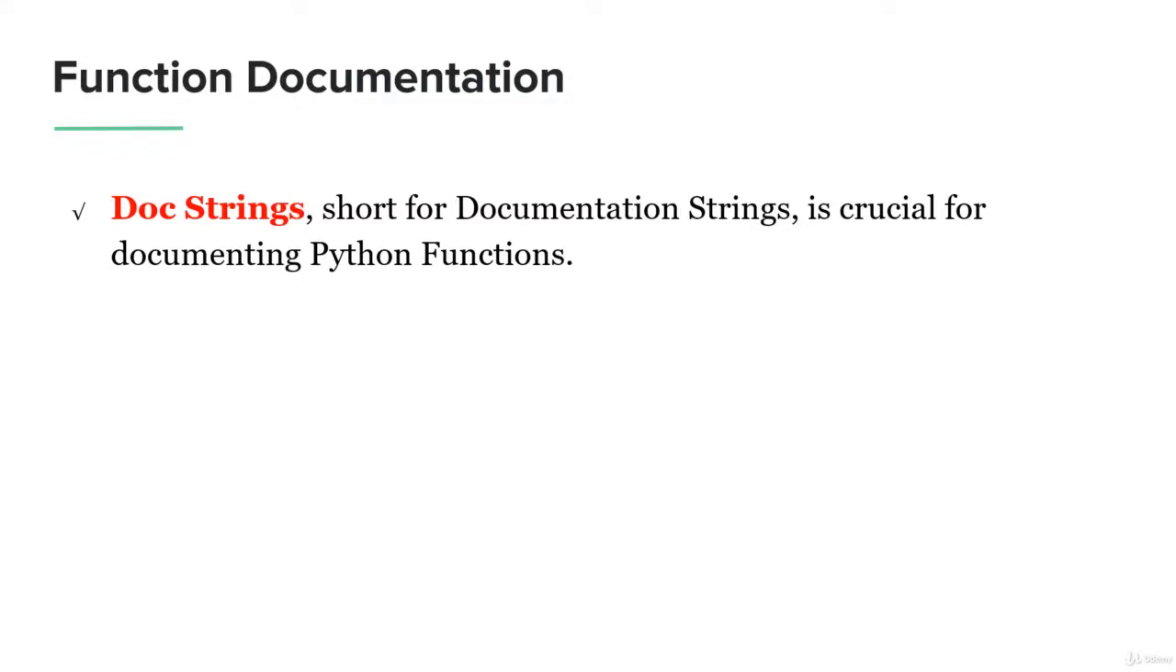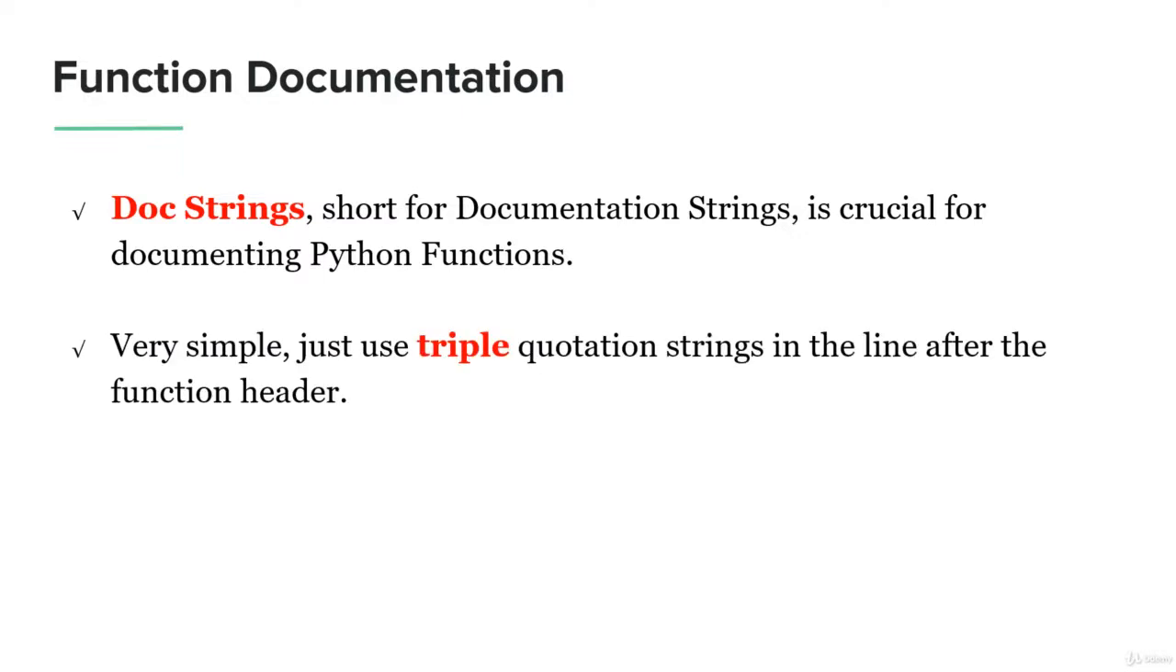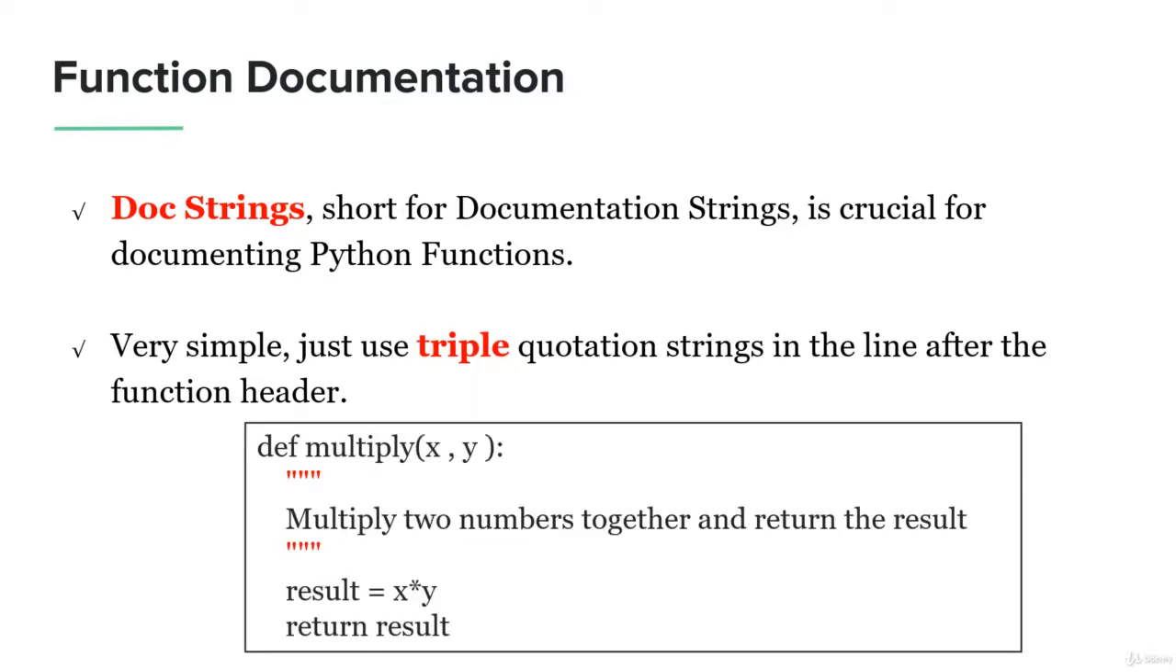Finally, we have a very important concept called function documentation. We have something called docstrings, which is short for documentation strings, and it's crucial for documenting Python functions. It's optional. You can just leave your function as it is. You don't really need to do this documentation, but it's crucial for you and also for other people. It's very, very simple to do. You just use triple quotation strings in the line after the function header, just like this. So as you can see here, we have the exact same function, but inside this triple quotation, we have this documentation. So it's very similar to comments, right?